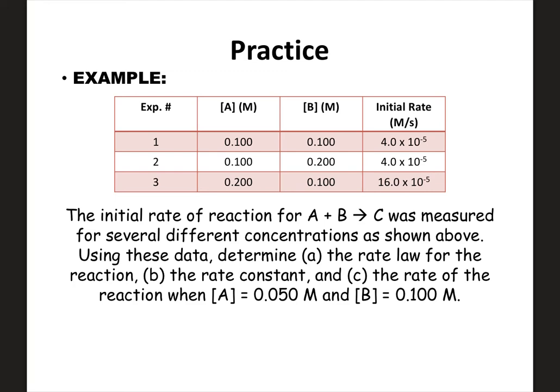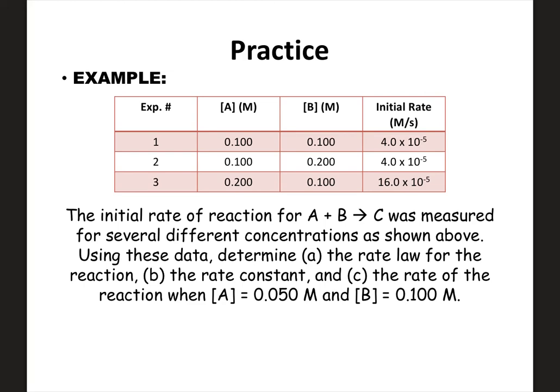You can see here that we have the initial concentration table. The problem says the initial rate of the reaction for A plus B going to C was measured for several different concentrations as shown above. Using these data, determine first the rate law for the reaction. Then we have to do the rate constant, and then we have to do the rate of the reaction under new conditions, when the concentration of A is 0.050 molar and the concentration of B is 0.100 molar. All right, so we're going to work through this.